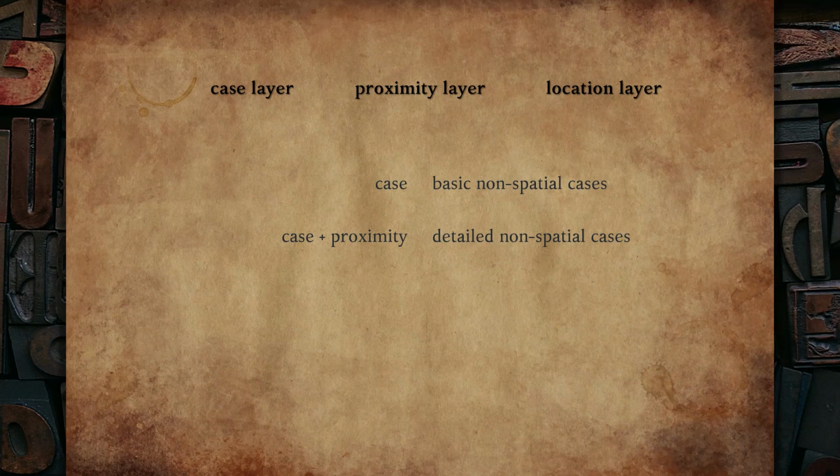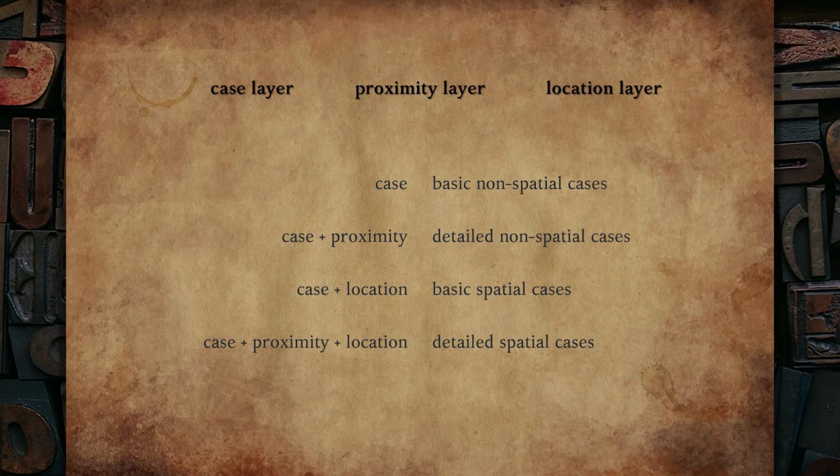Then we have the combination case and location without the proximity layer, which is your basic locations and directions, like in, into, from, etc. And then we have the combination of all 3, case, proximity, and location. And this is basically all the spatial relations you need to express in a language.